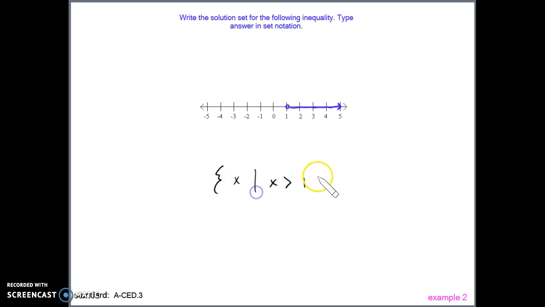And we can say for x, the values that are included in the solution set are all values that are greater than 1.